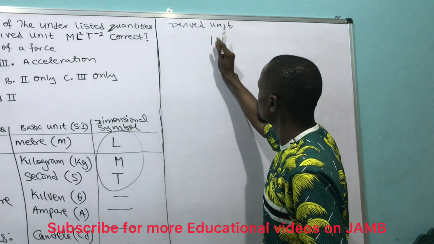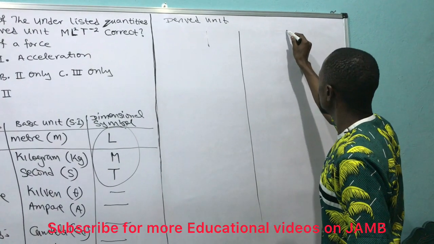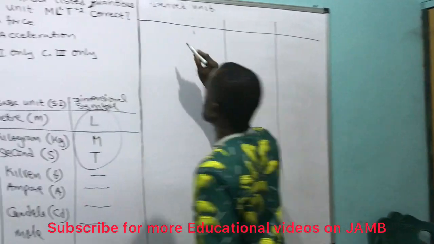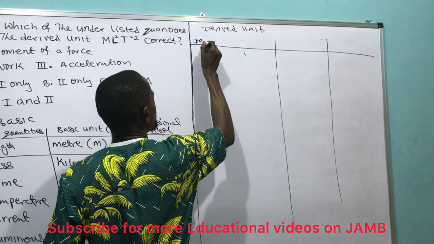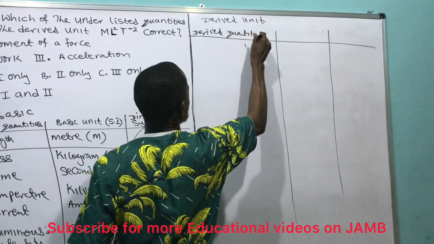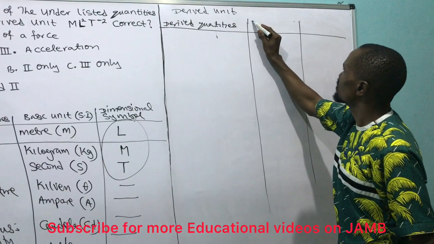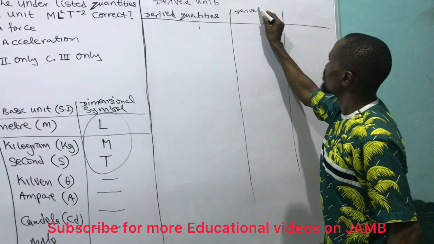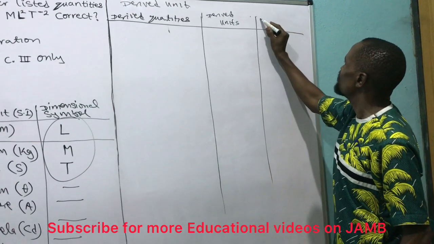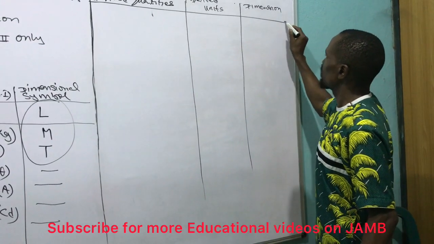Look at derived quantity. I come to derived quantities, and these are the derived units, and this is the dimension. Are you following now?